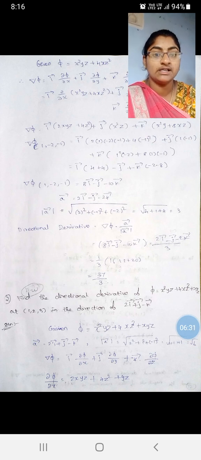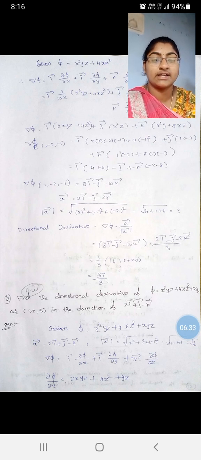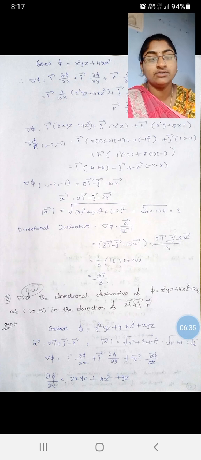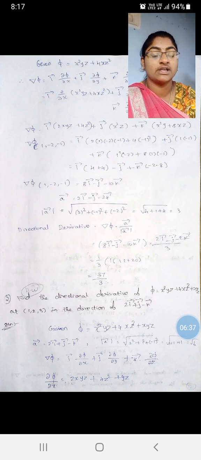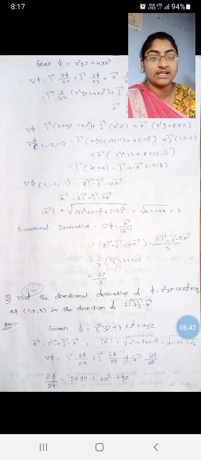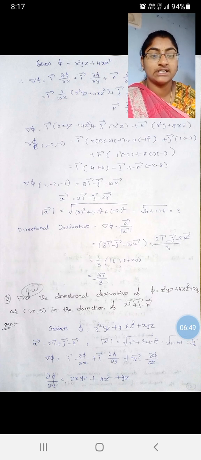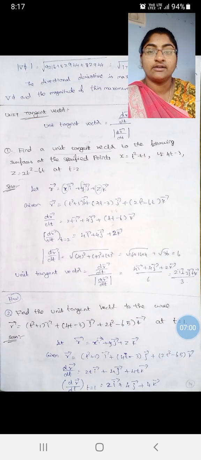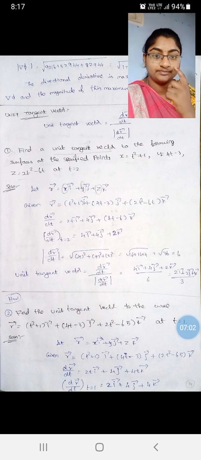Substitute all the terms. So we find (8i vector minus j vector minus 10k vector) into (2i vector minus j vector minus 2k vector) divided by 3. So comparing i, j, k, that is, we are multiplying: 8 2s are 16, minus 1 into minus 1 is plus 1, minus 10 into minus 2 is plus 20. Add all the things, we get 37 and the denominator is 3. Thus I find the value of the directional derivative as 37 by 3. Similarly, we can find all the values using the directional derivative.